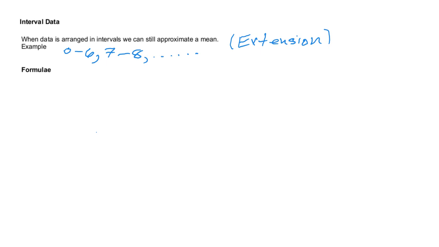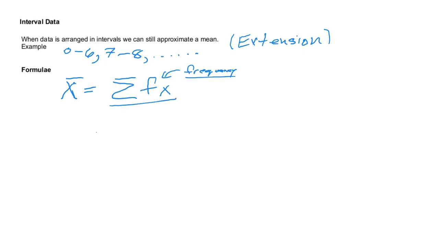So here is our formula for the mean in this case. The mean is equal to the sum of the interval, let's call it the interval x, and the frequency is f. So instead of a weighting, we're going to have a frequency divided by the total frequency.